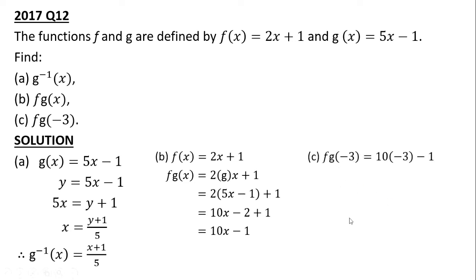F of g of negative 3. If f of g of x is 10x minus 1, f of g of negative 3 will be equal to, where there's that x, replace it with negative 3. Multiply 10 times negative 3, you get a negative 30. Negative 30 minus 1 is equal to negative 31.